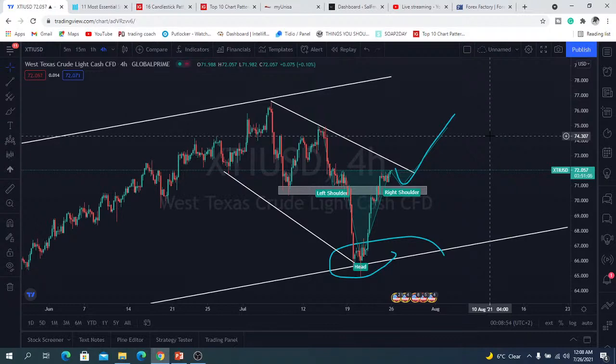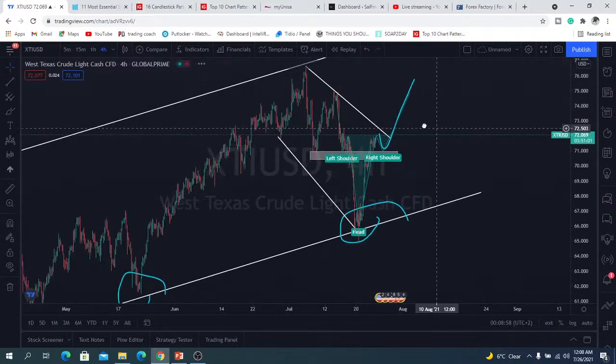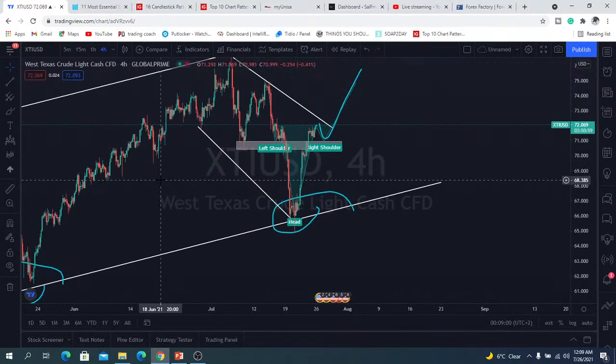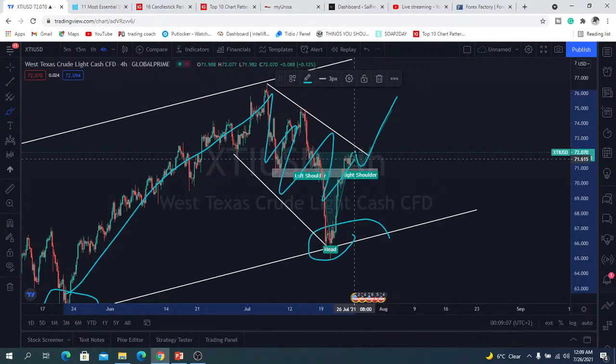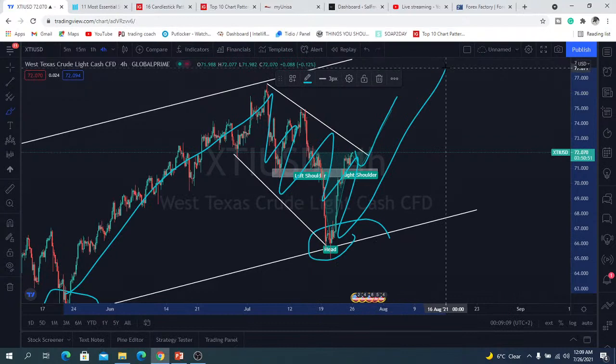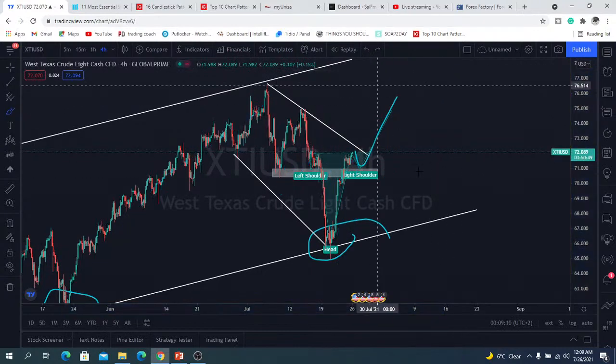The breakout is to the upside. Remember what I said? I said it's impulse, then correction to the downside like this. Then it's more likely to continue going upside.